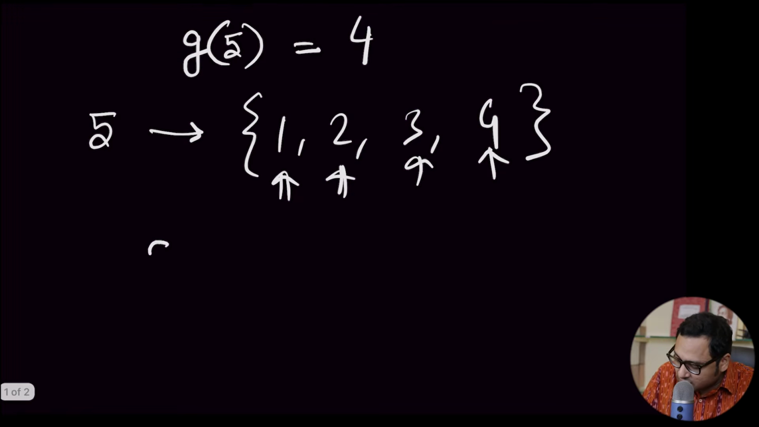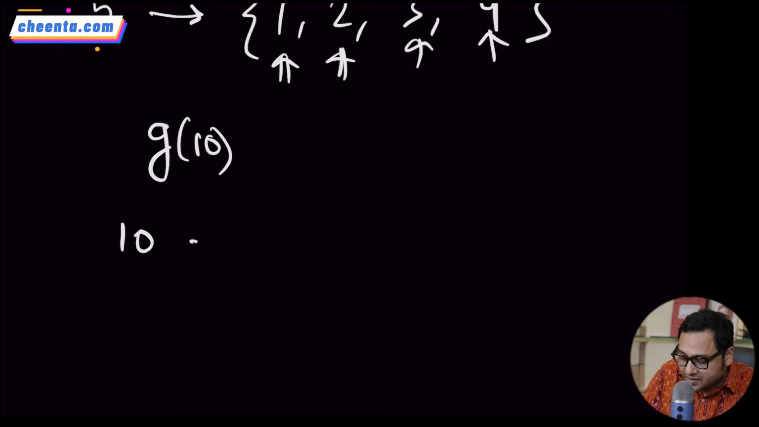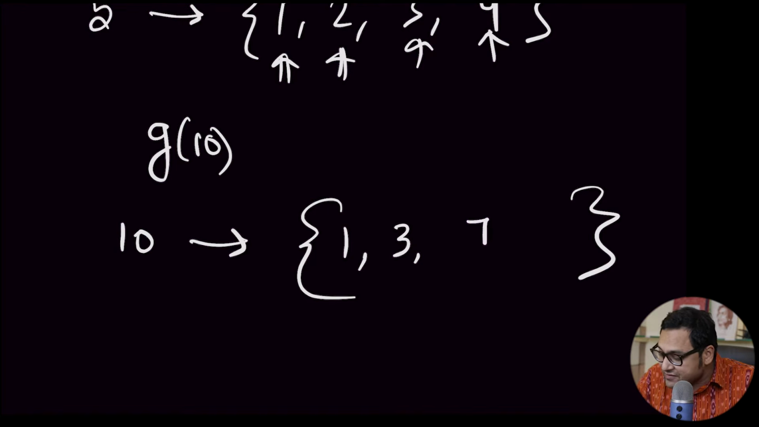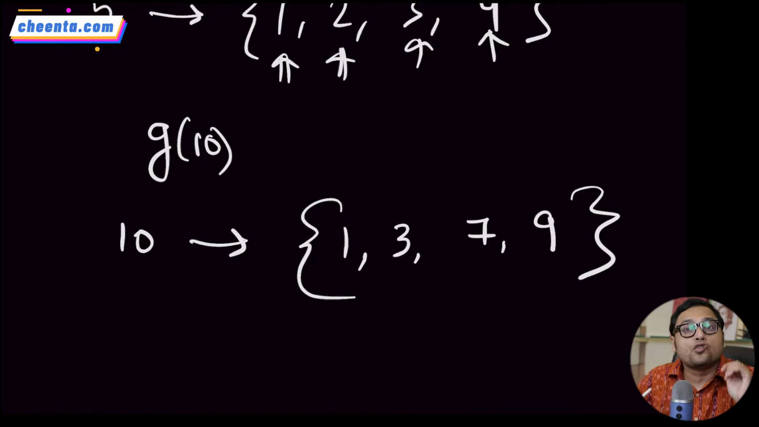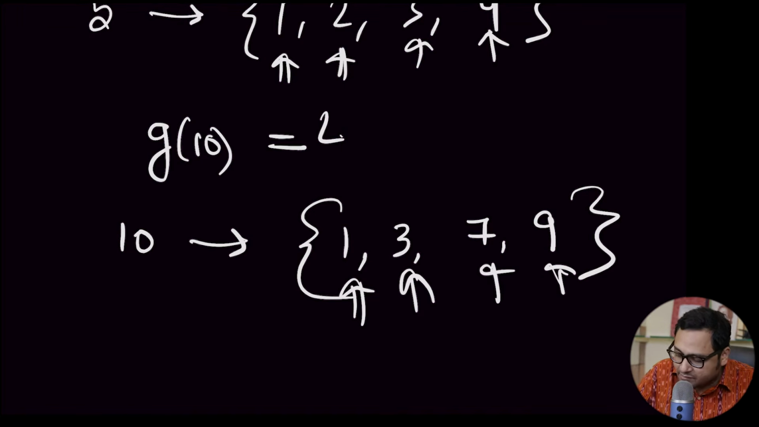What is G of 10? Let's calculate. Suppose you have the number 10. What are the numbers not exceeding 10 but have GCD 1 with 10? Okay, they are 1, that's always true, 3, 7 and 9. These are the 4 numbers. So what is G of 10? You count the number of elements. There are 1, 2, 3, 4 elements. So G of 10 is 4.